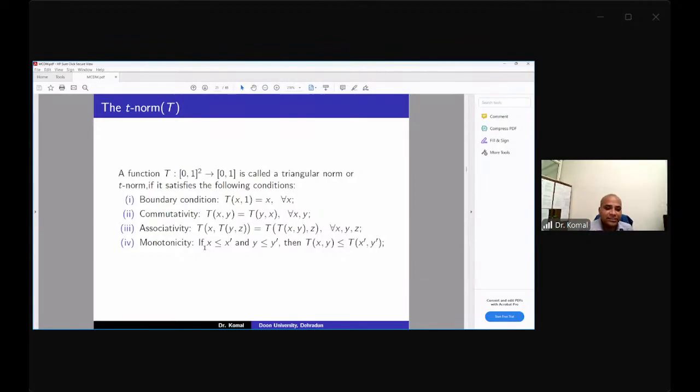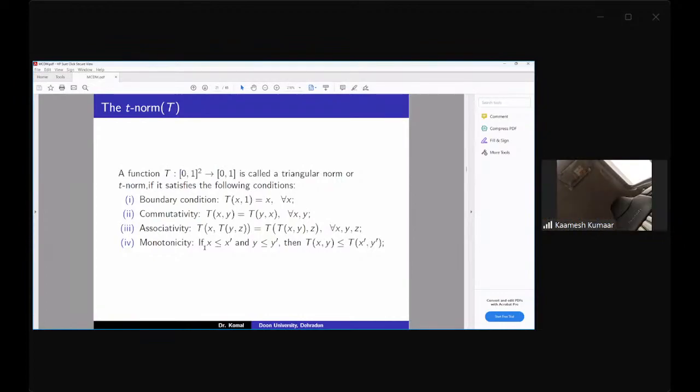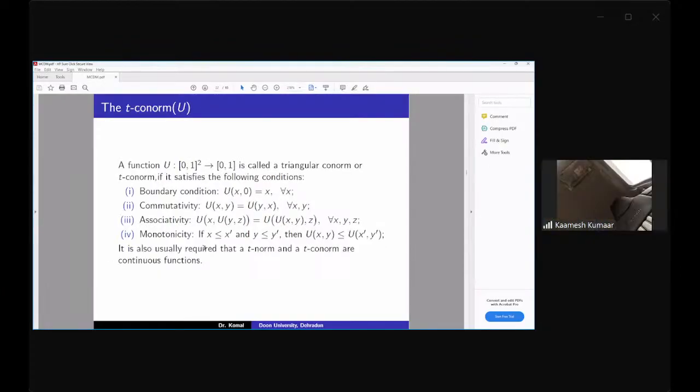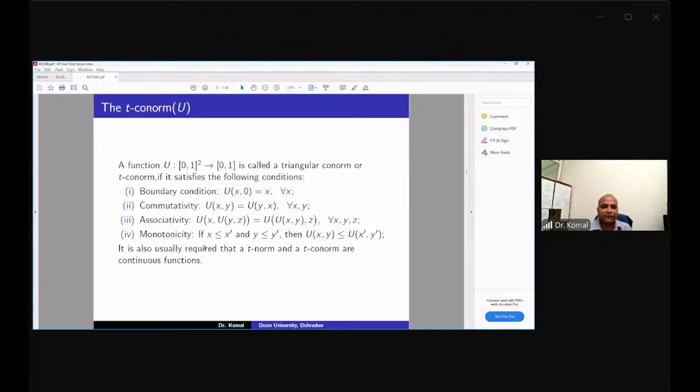And second condition is commutativity. Third is the associativity, and fourth one is the monotonicity. So these are the four essential conditions required to form a T-norm. Similarly, T-conorm is again a function from [0, 1] cross [0, 1] to [0, 1], again satisfying these four properties: the boundary condition, commutativity, associativity, and monotonicity. Here the difference is in the boundary condition.